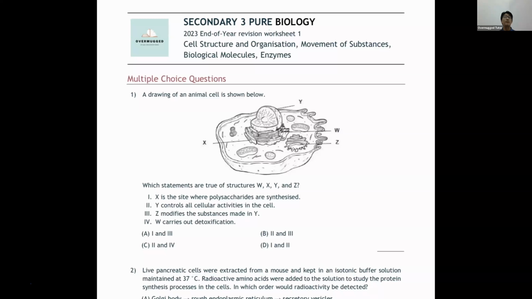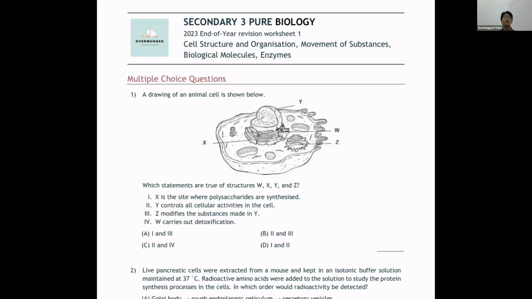These are the carbohydrates. Polysaccharides are carbohydrates. So essentially, when we think back to the function of the ribosomes, it is about protein synthesis, not carbohydrates at all. Right? So that's why statement one is going to be incorrect already.